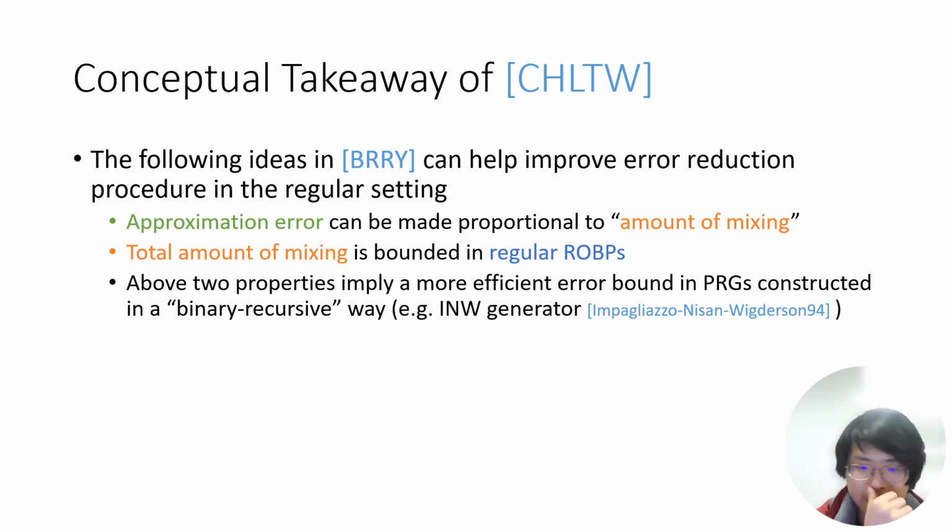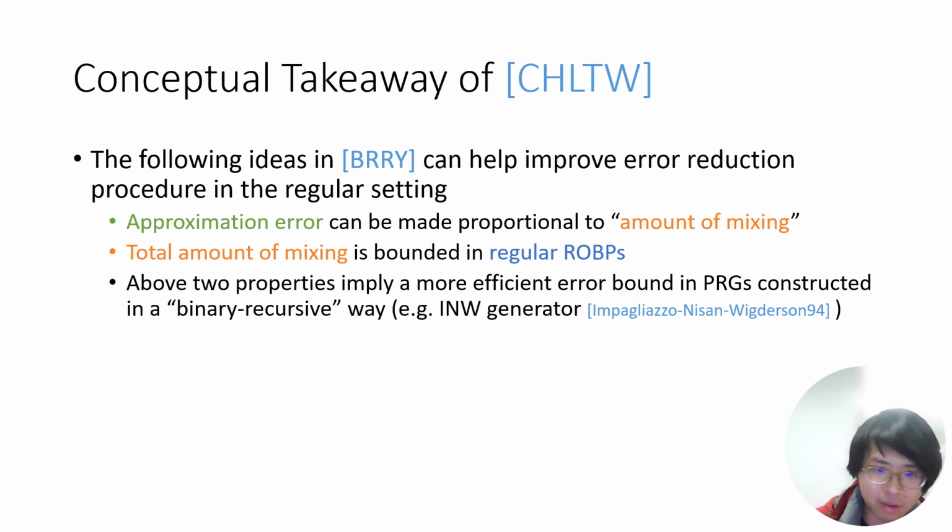The first one is that the approximation error of some specific choice of PRG can be made proportional to the amount of mixing, which roughly means how much we get closer to uniform after making the random walk following the rewind spectrum program. But unfortunately, we don't have time to define it formally. The second property is that the total amount of mixing will be bounded if we are using regular rewind spectrum programs. This is also probably the main place where we require regularity.